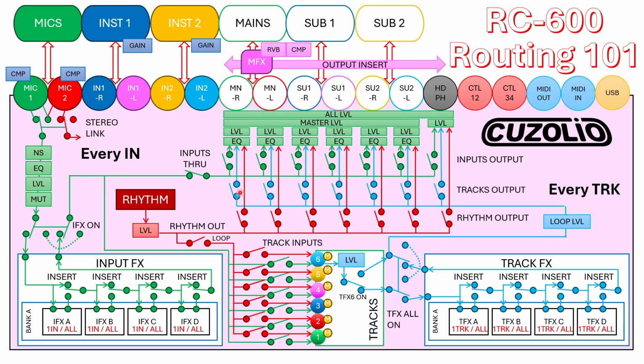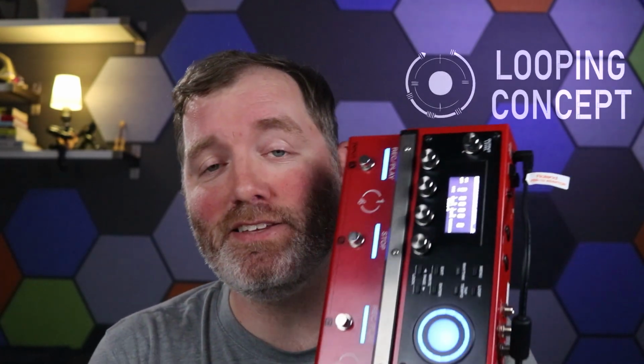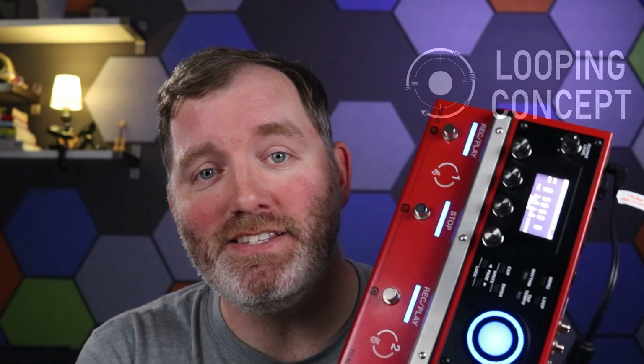And for the final time, you can selectively say which ones do I want track 6 to go to. And you can do the same thing for track 5 and 4 and 3 and 2 and 1. So go ahead and take it all in. This is what is actually going on inside your RC-600 and all the routing options that you have available to you. Okay, I hope that was quick and digestible and that you finally understand what's going on inside of here.